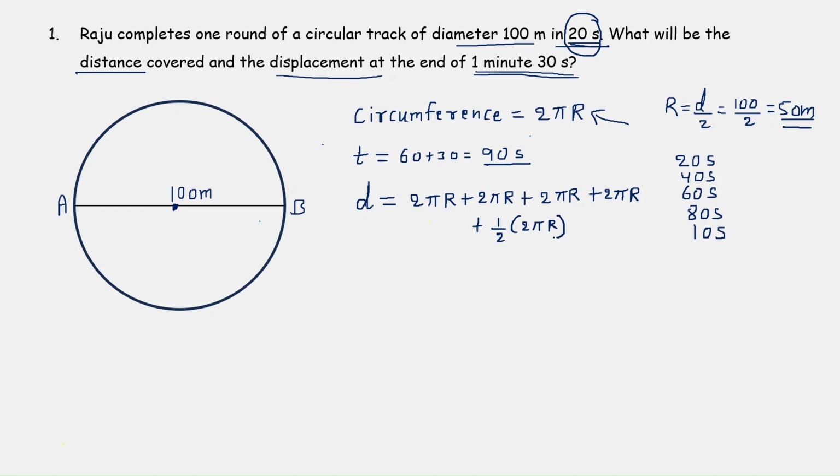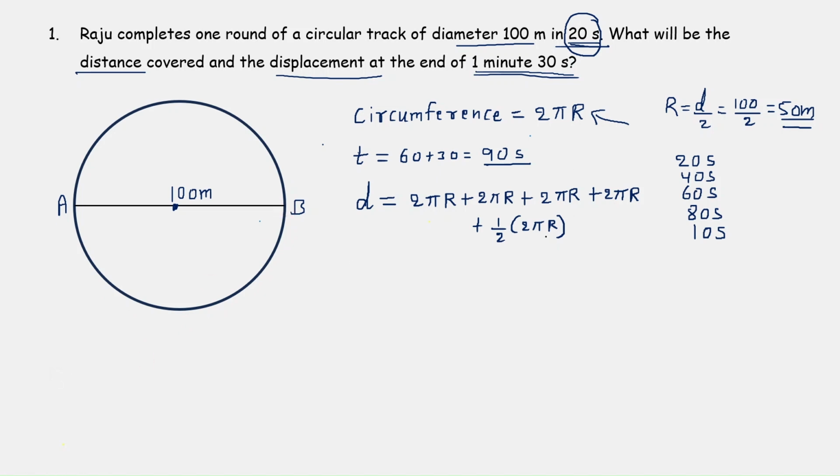I hope you are able to follow. So here what's happening, in the first round, let me show you through the laser. First round, he is able to complete the entire round. Then second round, third round, and fourth round. In 10 seconds, he is able to complete from A to B. That's it, half round. So hope you have understood.